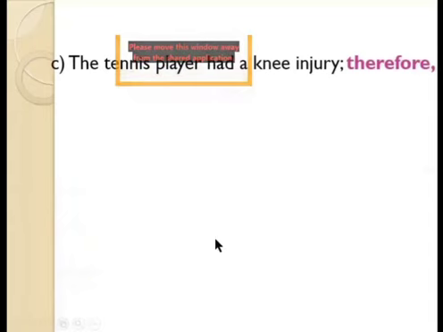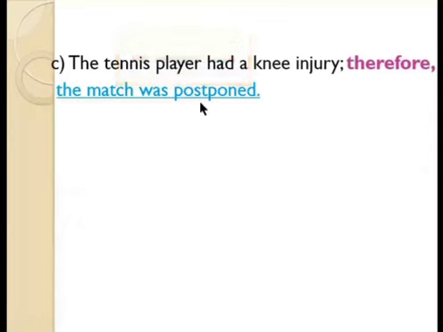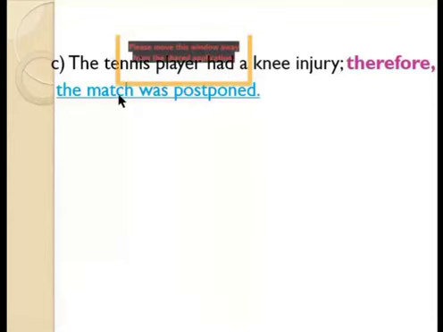Example C. You cannot find this in your booklets. So just look at the screen and let's see more examples. The tennis player had a knee injury, therefore the match was postponed. So here, what was the result of the player having a knee injury? The match was postponed. So therefore here also means as a result.